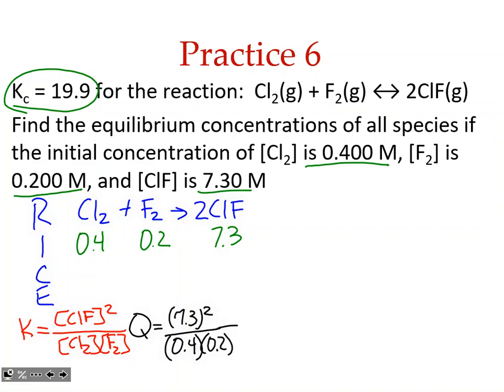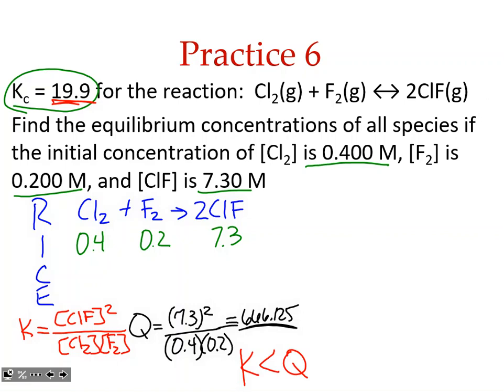Hey, what do we get for Q? Large number. It's a super large number, yes. You should get 666.125, whatever. Super large, yes. And I didn't do that on purpose, by the way. It's just the way the numbers came out. So this means, since we have 19.9, that K is less than Q. So which direction are we proceeding?